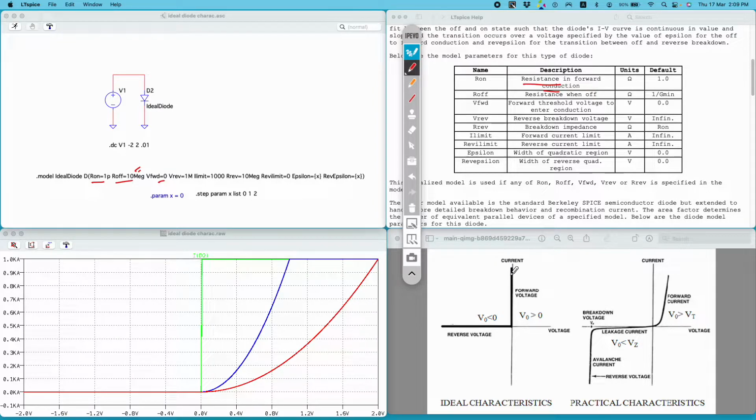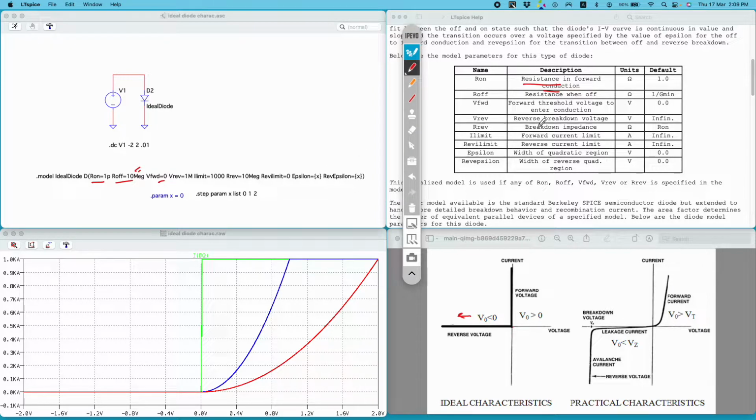See, this is the ideal diode characteristic. When it's forward biased, it turns on instantaneously at 0 volt, and it acts as an ideal conductor. And when it's reverse biased, it acts as a perfect insulator that does not allow any current to flow.